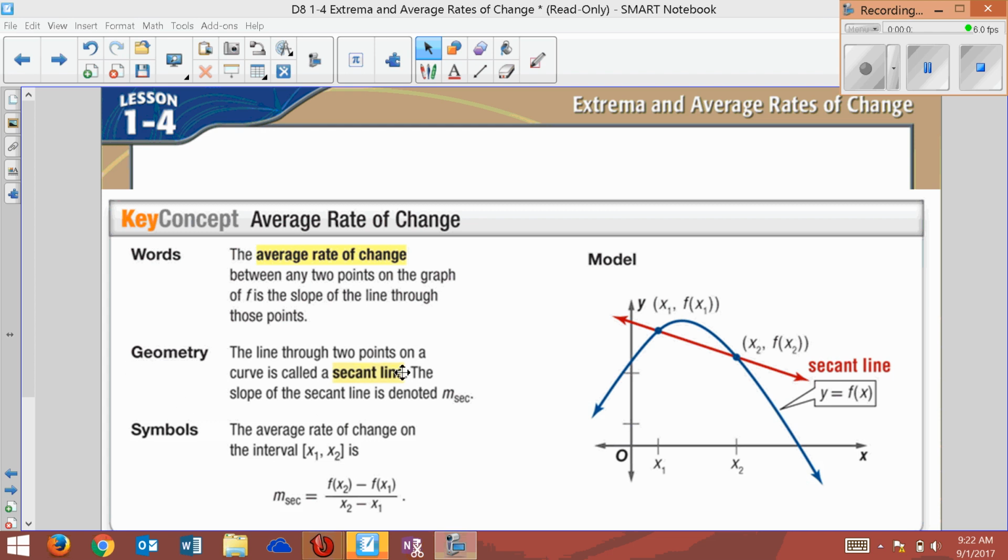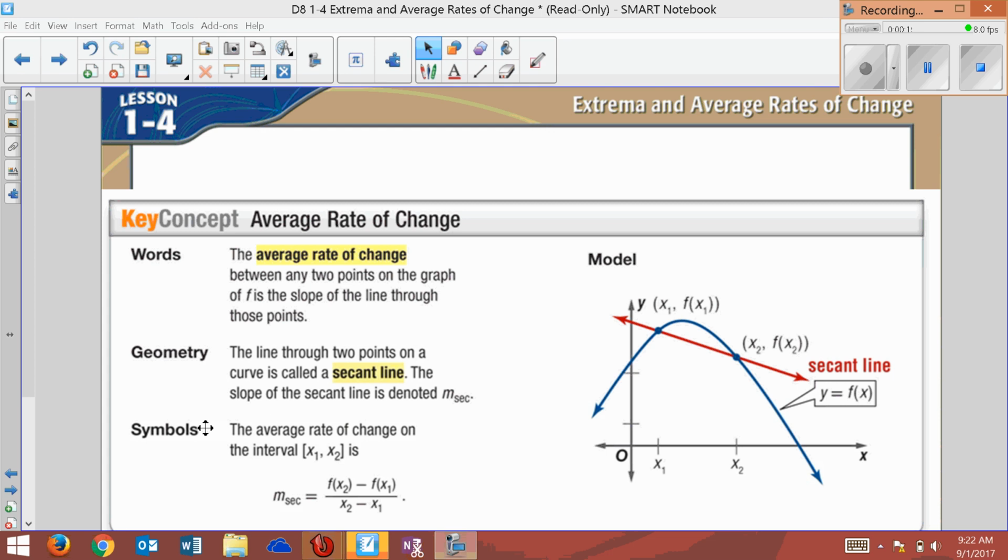Let's now talk about the secant line. A secant line is any line that cuts through a curve in any 2 points. It'll determine the average rate of change. So between these 2 points, the average rate of change is the secant line, because remember, rate of change means slope. A secant line finds a slope between 2 points.